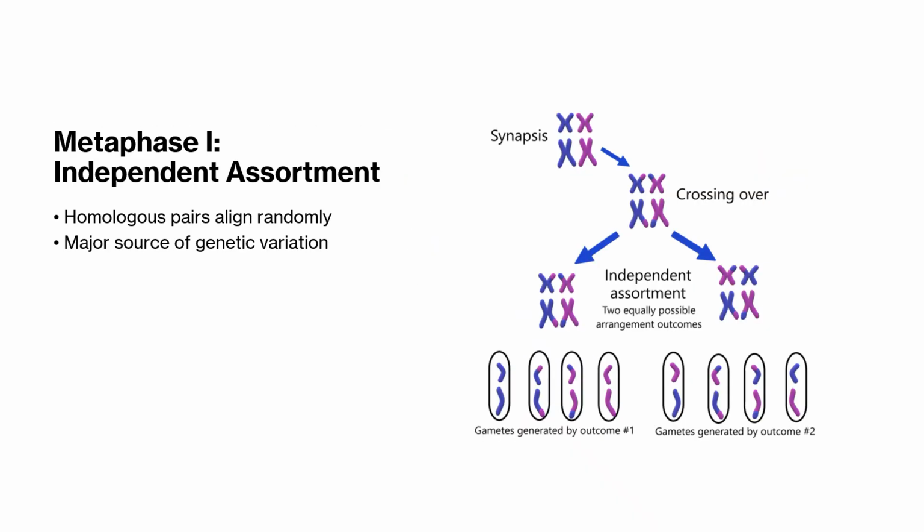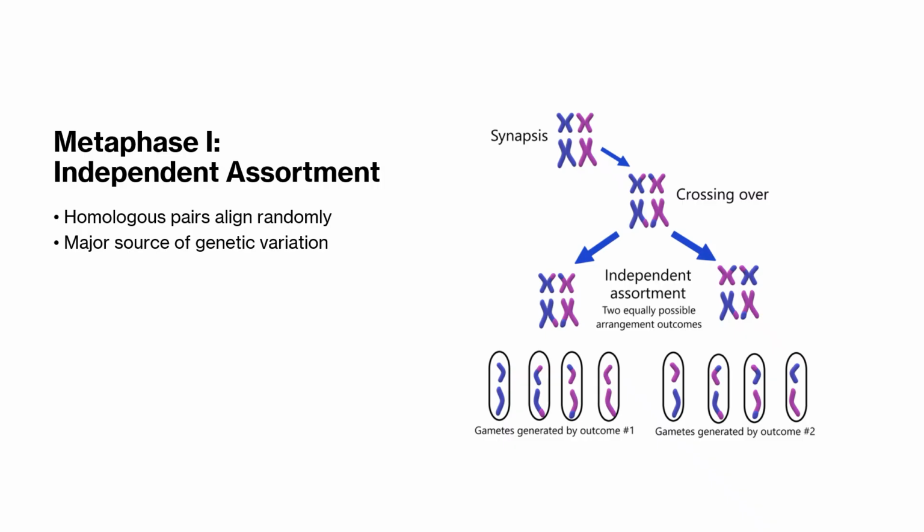During metaphase, homologous chromosomes line up along the equator of the cell. The key idea is that their orientation is random. This randomness is called independent assortment. It means the maternal chromosome might go to one side, or the paternal might. There is no pattern.